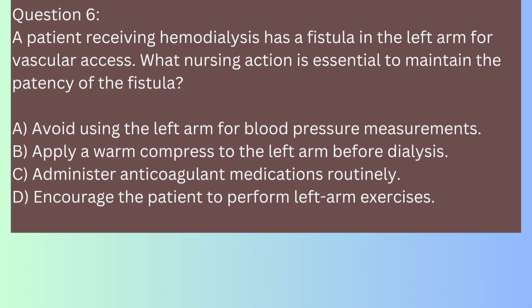Question 6. A patient receiving hemodialysis has a fistula in the left arm for vascular access. What nursing action is essential to maintain the patency of the fistula? A. Avoid using the left arm for blood pressure measurements. B. Apply a warm compress to the left arm before dialysis. C. Administer anticoagulant medications routinely. D. Encourage the patient to perform left arm exercises.